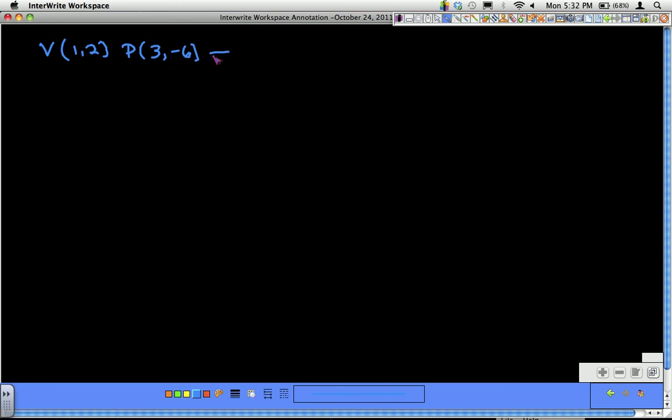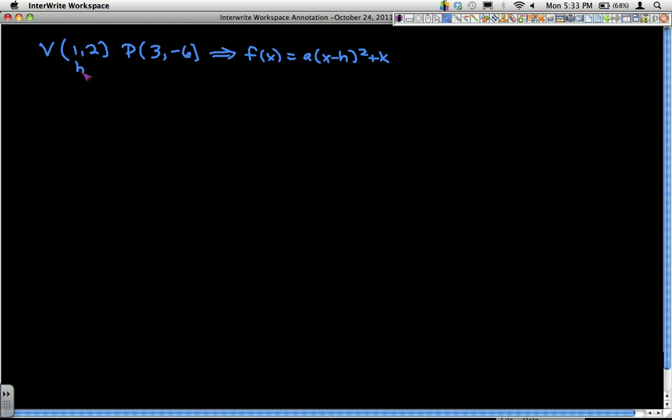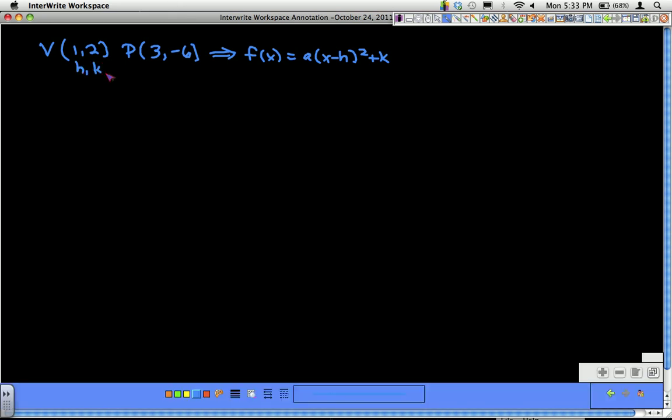What they want us to do is, using that information, we're supposed to put this into our standard form of f of x equals a times x minus h squared plus k. So let's go through a couple things again here. Our vertex, there's our h, and there's our k. And since this is just some random point, that's going to give us our x and our y, or our f of x. So x and f of x. So let's plug everything in, and it should leave us with everything filled in other than our a value, which is what we're going to find.